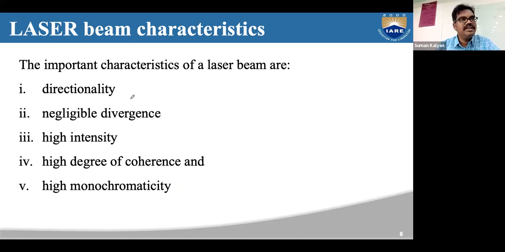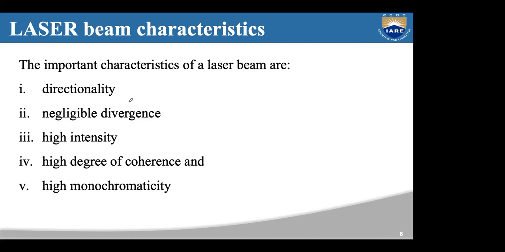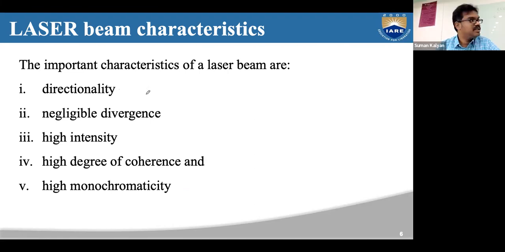Is there anybody writing down the notes? Do you want me to give some time to write down? Yes, sir. Okay, so write down these characteristics: directionality, negligible divergence, high intensity, high degree of coherence, and high monochromaticity. You can write them down later also because we will be dealing with the same properties here.